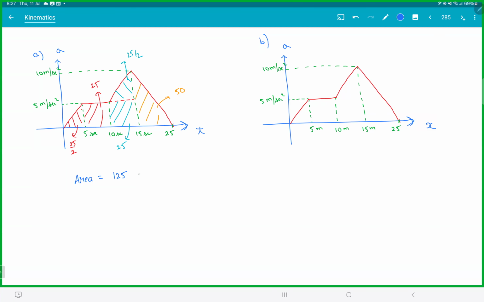So in the first case, this is nothing but V minus U. So 125 is V minus U, and U is given as minus 10. So V is equal to 115 meters per second. In the second case, the area is still the same, 125, but this time it is V square minus U square by 2. This is 250, this is V square, and that is minus 10 square. So V would be root 350.